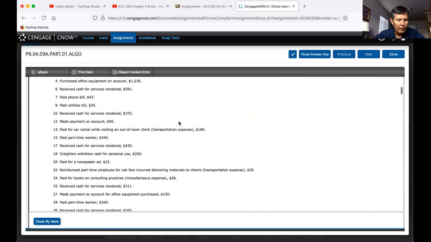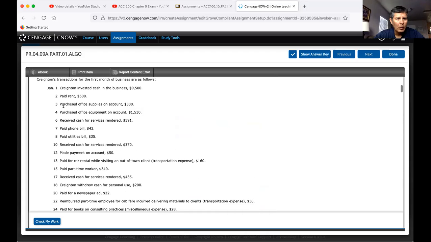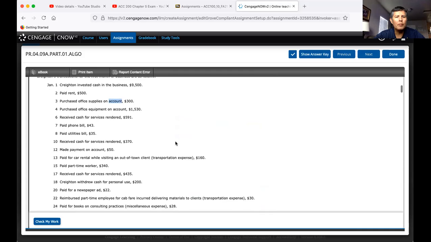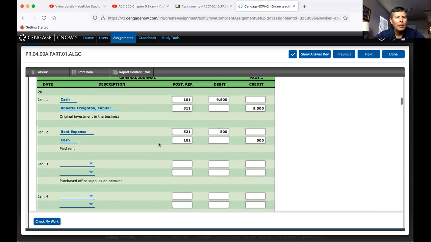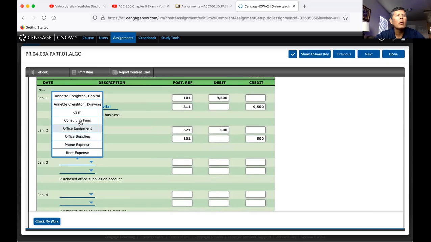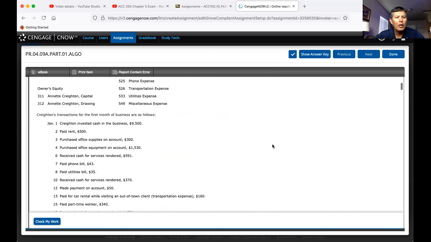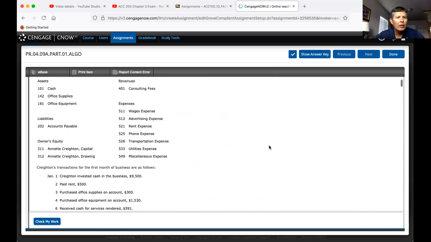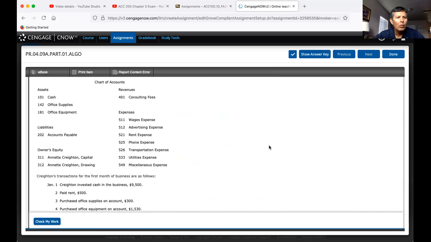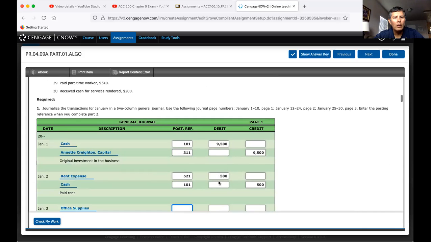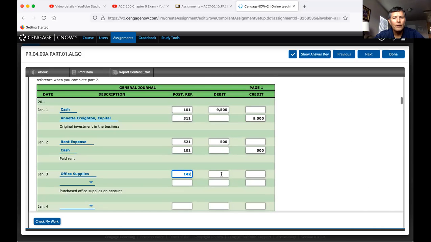All right, let's take a look at the January 3rd purchase office supplies on account. On account means it's going to be a payable. So we purchased it payable for 300. So this will be office supplies. Office supplies up here is going to be 142. Okay, 142. Office supplies for 300.